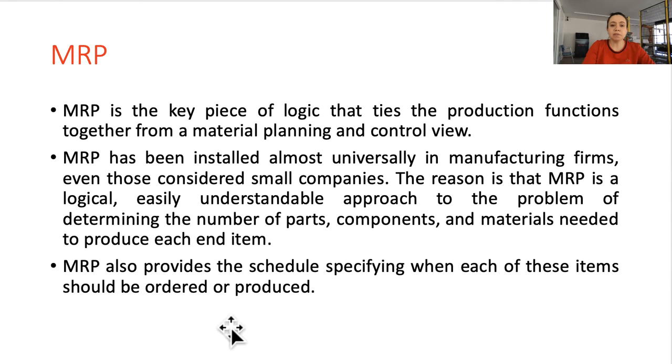Let's firstly define MRP. MRP is the key piece of logic that ties the production functions together from a material planning and control view. With MRP, we determine the number of parts, components, and materials needed to produce each end item. Besides this, MRP also provides the schedule specifying when each of these items should be ordered or produced.